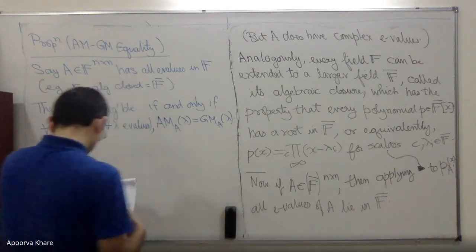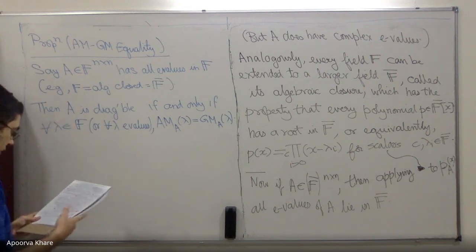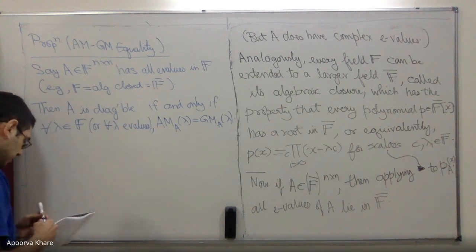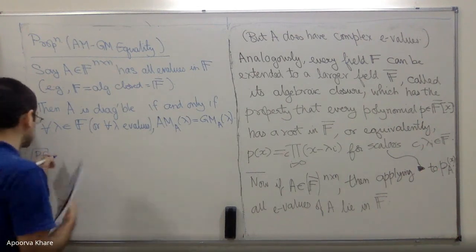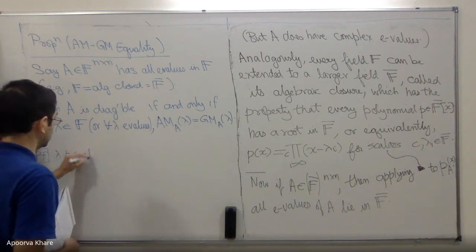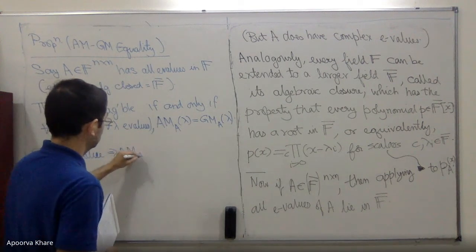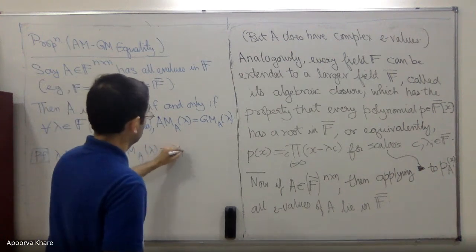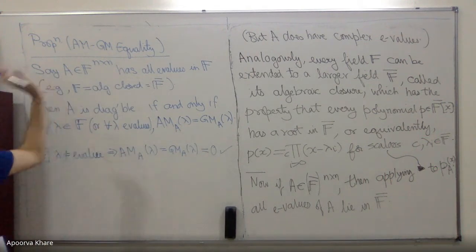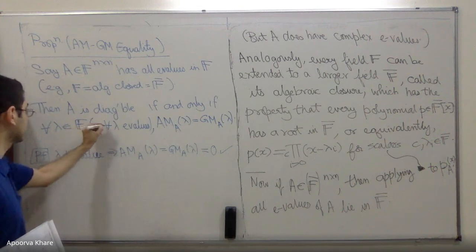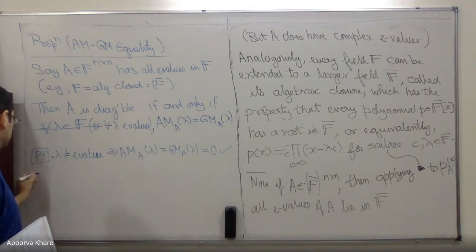How does one prove it? Which side do I want to do first? Okay. So first of all, let's start writing down some preliminaries and then set some notation. First of all, lambda not an eigenvalue implies AM equals GM equals 0. So that is true regardless of whether A is diagonalizable. All I'm saying is I can just forget about this because of this reason. So that is one point.